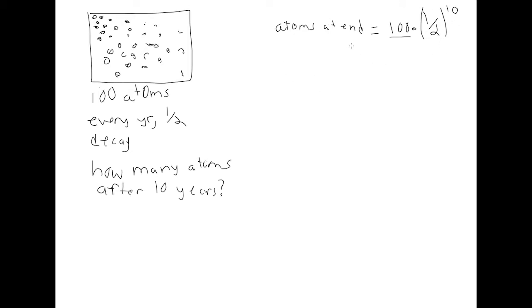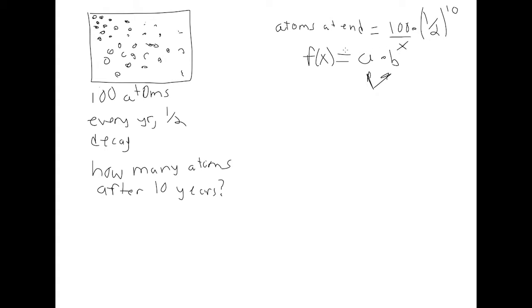But how does this relate to exponential functions? Well, exponential functions share the same sort of form that we used in order to solve this problem. So I'll write it for you. It's f of x equals a times b to the x, where a and b are both constants. So in this case, a was 100 and b was 1/2. And x would be how long it's been going on for.